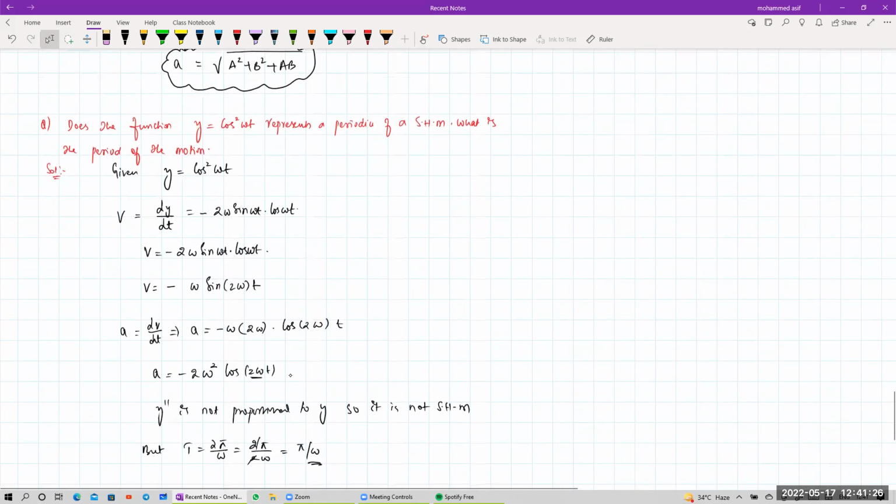Look at this one also, sir, a good question. Does the function y is equals to cos square omega t represent a periodic or SHM? What is the period of the motion? What is the given equation? y is equals to your cos square omega t. Differentiate this, velocity comes, dy by dt. So cos square differentiation is minus of 2 omega into sin omega t into cos omega t, isn't it? This is velocity. Simplify this further and write it as minus of omega sin 2 omega t, since 2 sin omega t cos omega t is nothing but sin 2 omega t.